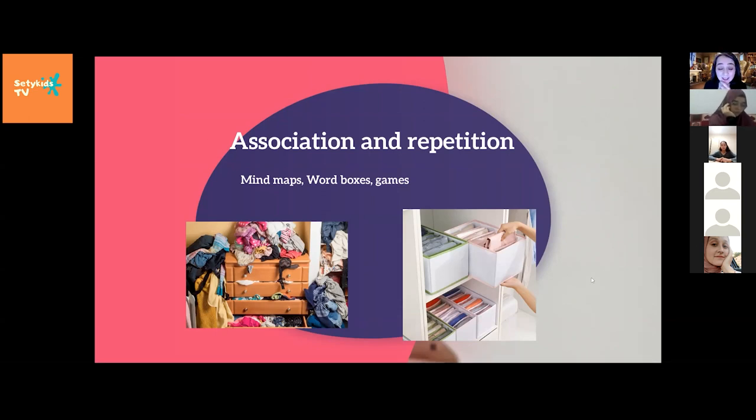Yes, you're right. And I use mind maps a lot of times in my classes, because mind maps represent the way the neurons work in our brain. When they draw lines, they associate the words with other words, and it is their own unique story. Do you use word boxes in your classes or with your private students?